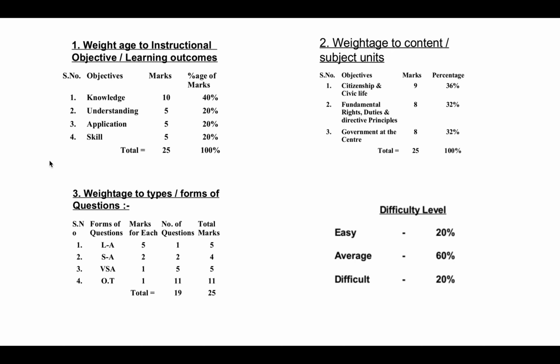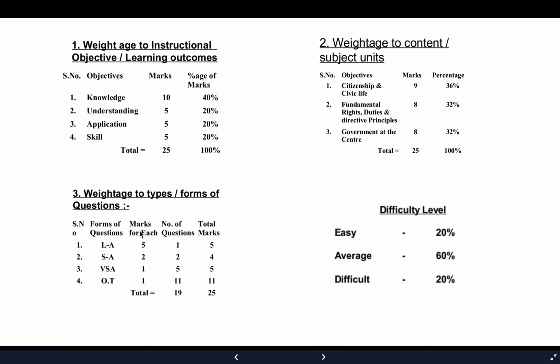The second one is weightage to forms of questions or types of questions. Here we have long answer, 5 marks each. Number of questions 1 and total marks 5. Now short answer 2 marks and very short answer 1 mark. There are 5 questions, so the total number is 5. Now we have one word type question.